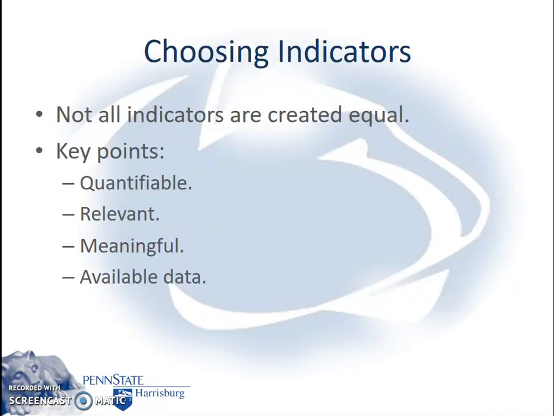When selecting indicators, keep in mind that some indicators are better than others. There are 4 key characteristics that performance measures must have. First, they must be quantifiable. Second, they must be relevant to the organization and its goals. Third, the indicators must be meaningful and used to draw information during the decision-making process. Finally, the indicator must have either available data or a reliable way for the organization to collect data about an indicator.